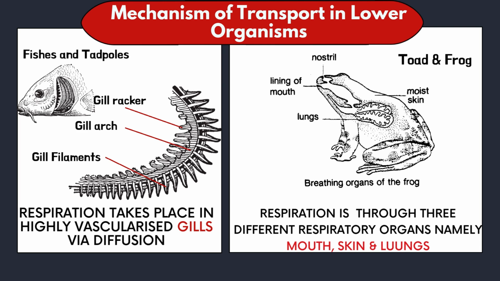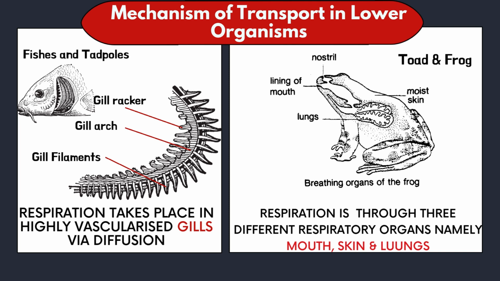After this, the nostrils are closed while the glottis is open, and the air is then forced into the lungs through the glottis, larynx, and finally to the lungs. Oxygen then diffuses into the blood of the capillaries of the alveoli, while carbon dioxide diffuses out from the blood capillaries into the lungs where it is sent out.